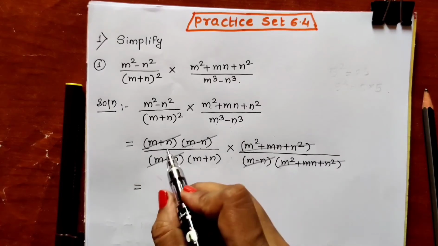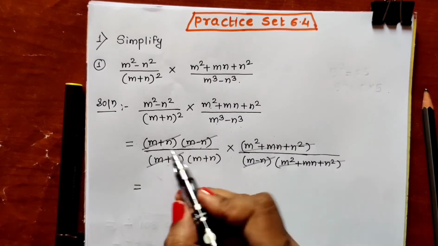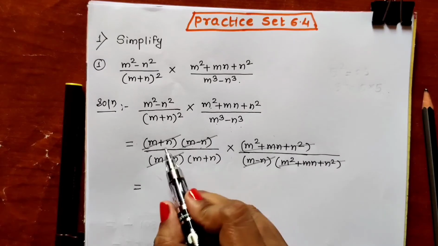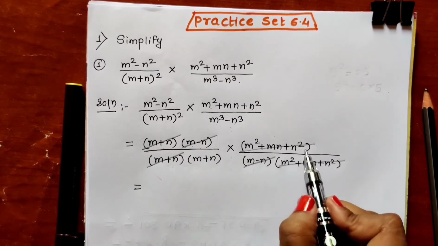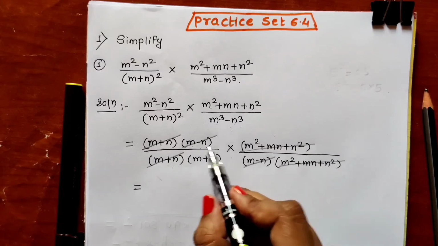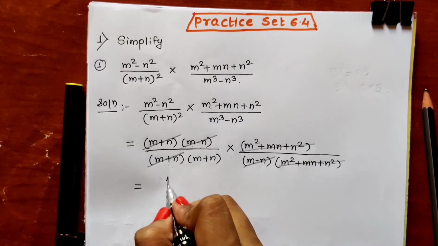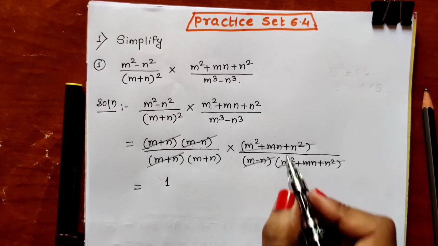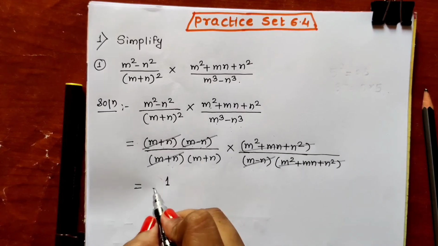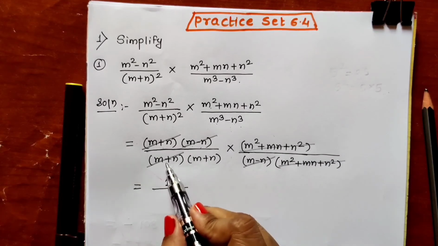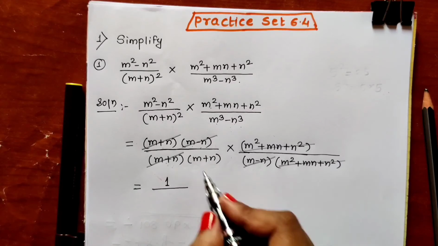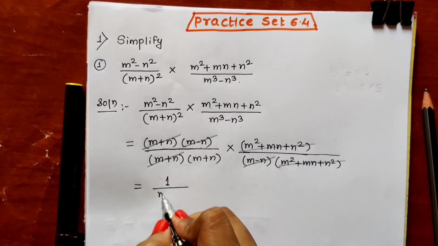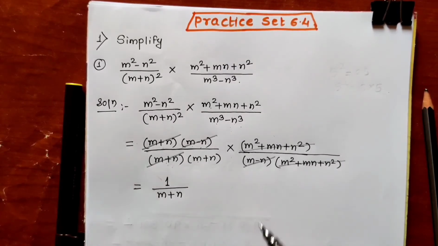In the numerator we can see that all the brackets are cancelled. Here 2 brackets were there, they are cancelled. Here 1 bracket was there, it is cancelled. So when nothing is there in the numerator, it means always 1 is there. And in the denominator we can see that this bracket is cancelled. Only m plus n is remaining, so we write m plus n in the denominator.